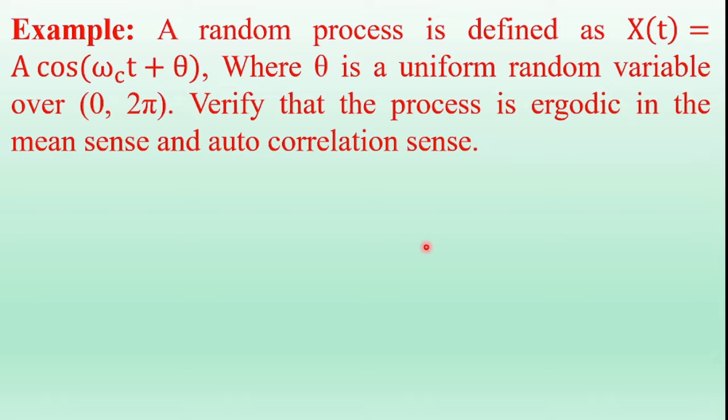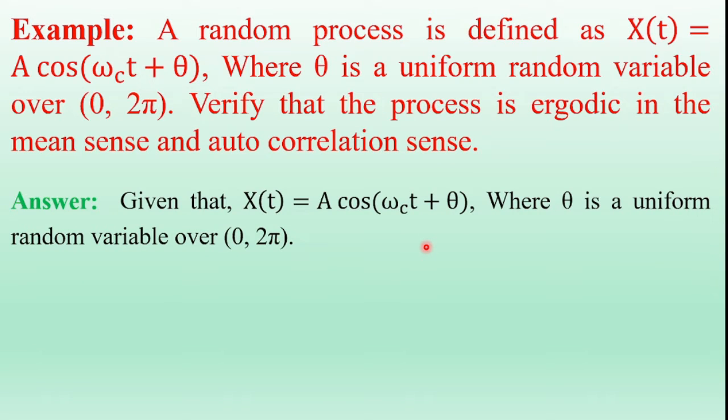In this video, I am going to discuss an ergodic random process example. The example is a random process defined as x of t is equal to A cos of omega c t plus theta, where theta is a uniform random variable over 0 to 2 pi. Verify that the process is ergodic in the mean sense and autocorrelation sense.